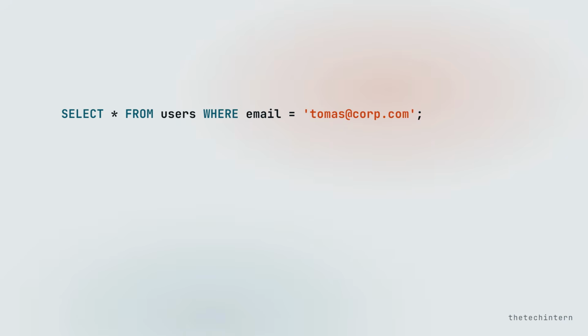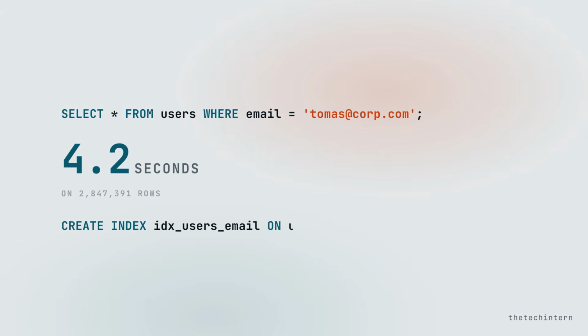Here's a query on a table with 2.8 million rows. It takes about 4 seconds. So you do the obvious thing. You add an index on the column you're searching. Then you run exactly the same query again, and it takes 6.